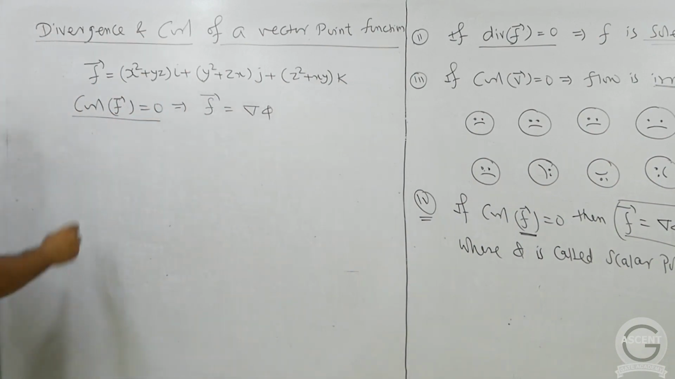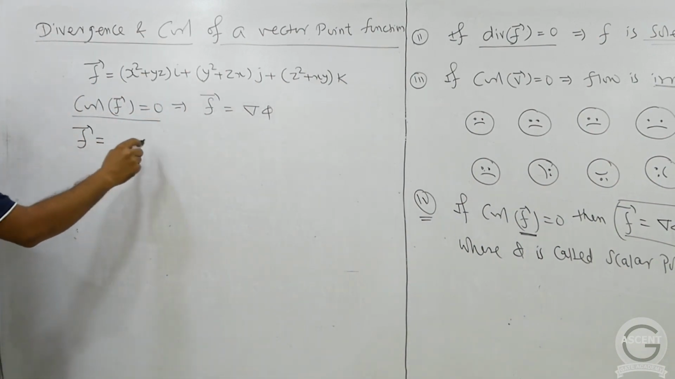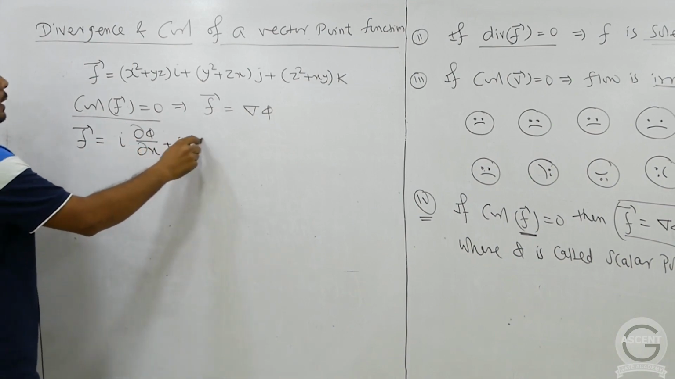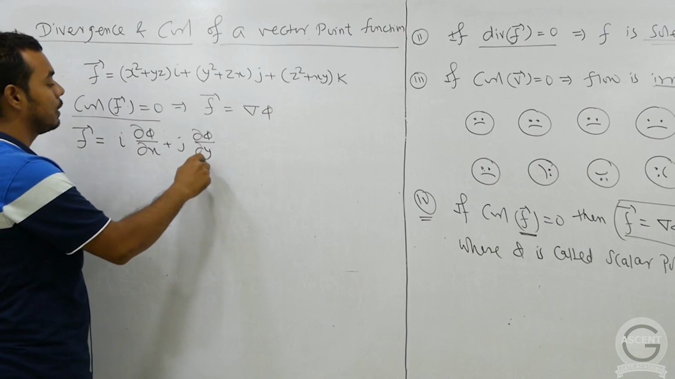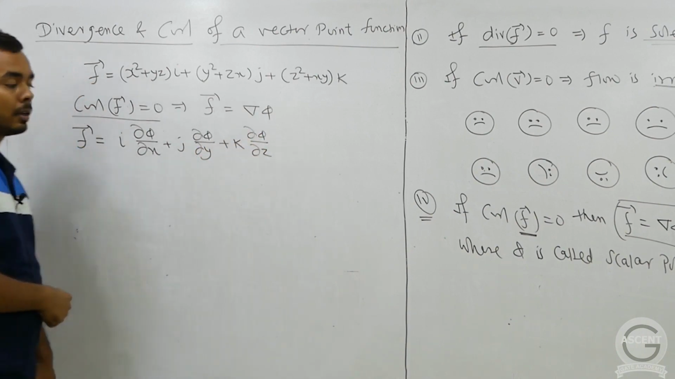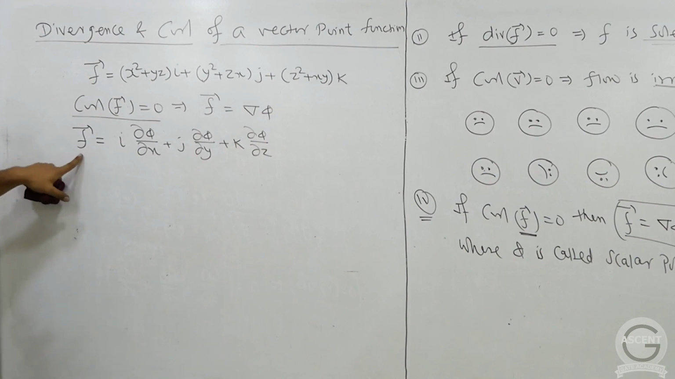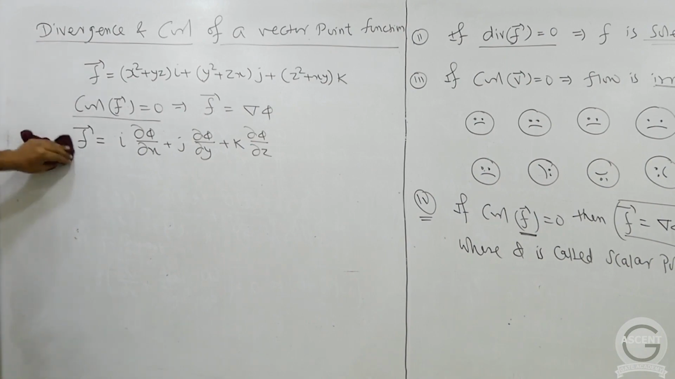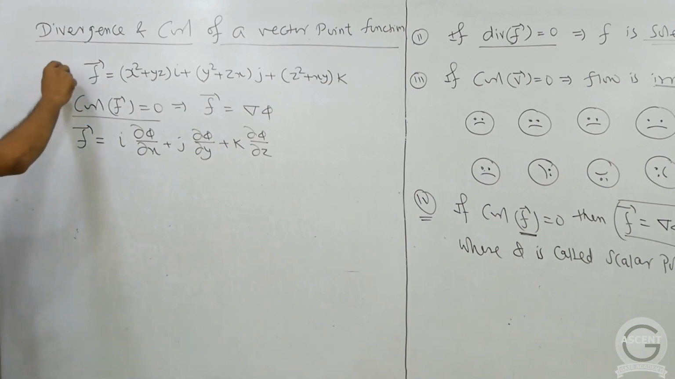So this f can be written as gradient of phi, which means i del phi by del x plus j del phi by del y plus k del phi by del z. So now this is your vector f, and the given vector f is this. Now if these two vectors are the same vector, then all three components will be equal.